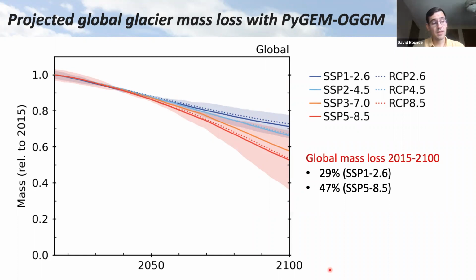So when we think about the comparison of our projections to GlacierMIP, we're seeing projected mass losses that are approximately 10% greater than GlacierMIP. So GlacierMIP was looking at 17 to 38% mass loss depending on the RCP scenario. So we're a little bit higher, a little bit more mass loss than GlacierMIP.